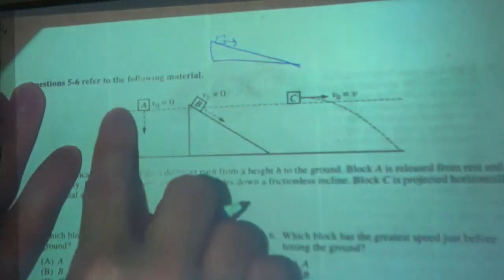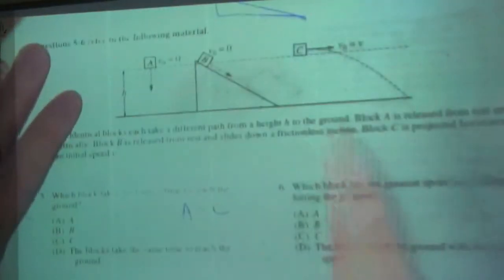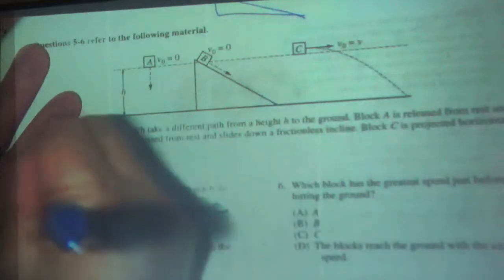So I think about it in the extreme, like, okay, I don't know what this angle is. Let's say it was more like a platform like this. If it looked like this, you would not think that this takes the same amount of time to slide down as something like this. So the one that takes the longest amount of time was actually B.